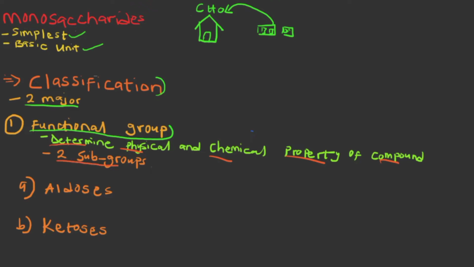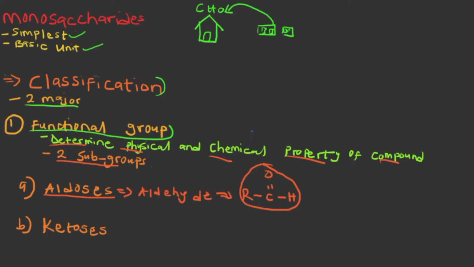The first one are called aldoses. And what do we mean by these aldoses? When we say aldoses, those are monosaccharides that have an aldehyde functional group. So how does this aldehyde functional group actually look like? This is how an aldehyde functional group looks like. So basically, all monosaccharides that have this functional group are called aldose monosaccharides. We're going to see some of them later in this video.